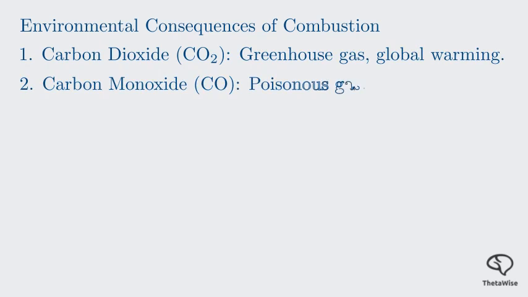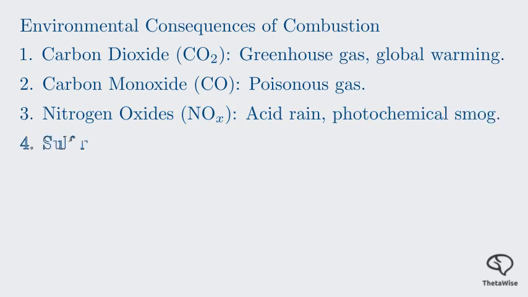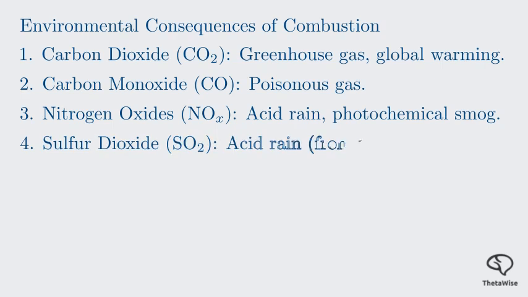Third, the high temperatures inside an engine cause nitrogen and oxygen from the air to react, forming nitrogen oxides. These oxides, like NO and NO2, are major air pollutants that can cause acid rain, respiratory problems, and contribute to smog. Finally, crude oil, from which alkanes are derived, contains sulfur impurities. When this fuel is burned, sulfur dioxide is released, which is also a significant cause of acid rain.